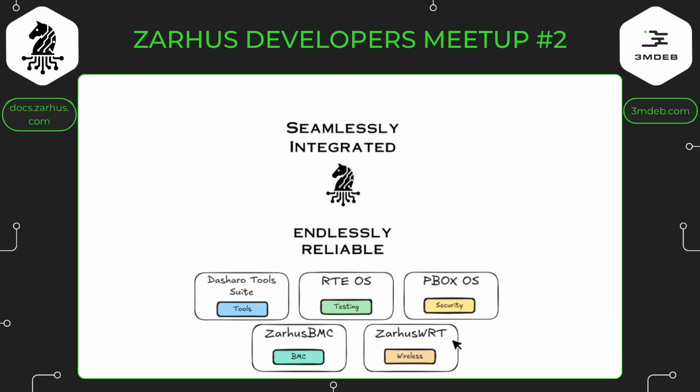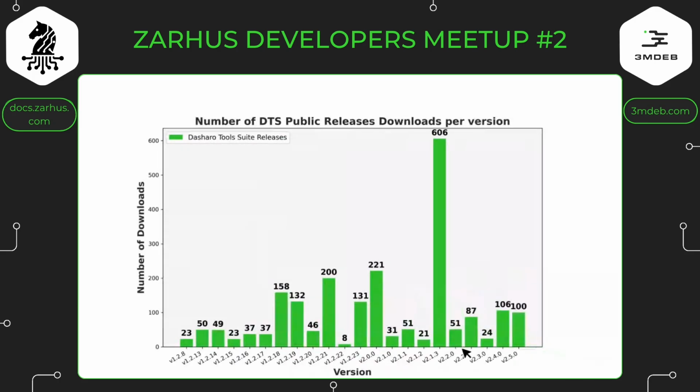And the last one, which is also conceptual right now, is Zarhus WRT, which is based on the OpenWRT ecosystem. The goal here is to target wireless routers and have a 3mdeb version of the WRT. Yeah, and we will see where this will go. Okay, so those are the five distros which are right now maintained. And now let's look at each one in a little bit more detail.